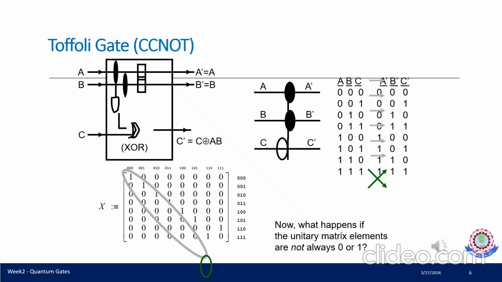The truth table at the bottom shows the gate's behavior for all 8 input combinations. The Toffoli gate is represented as a unitary matrix in quantum mechanics. If the matrix elements are not restricted to binary 0 and 1, the gate can implement more general quantum operations, allowing complex amplitudes and superposition states beyond classical reversible logic. In short, the Toffoli gate flips the third bit C only when the first two bits A and B are both 1, and relaxing the 0 and 1 restriction lets it become a broader quantum operation. This is the Toffoli gate representation.